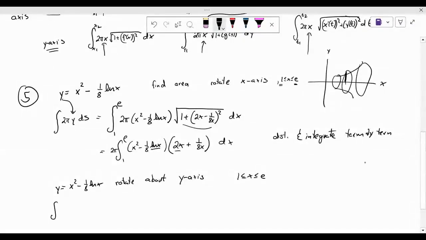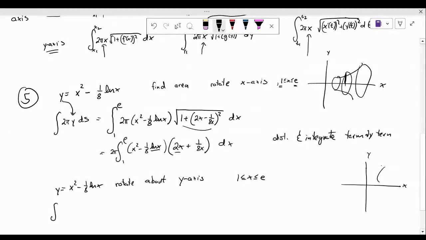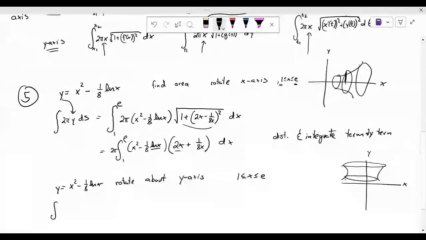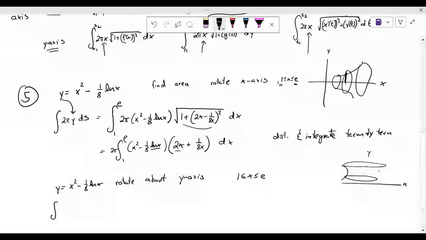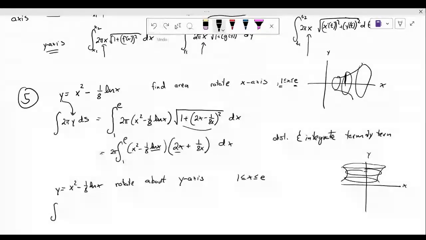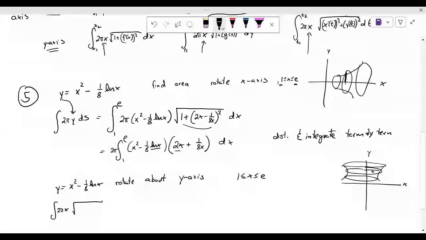Well, again, forget exactly which variable plays the role of the radius here. Just draw some stand-in curve, rotate about the y-axis. The cross-sectional circle has a radius that's horizontal, so x plays the role of the radius. So 2 pi x. And then we still would have the differential length element when y is a function of x.